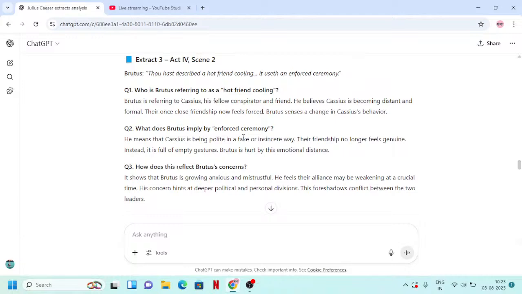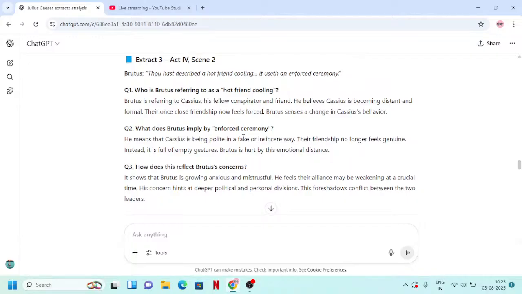Their once close friendship now feels forced, meaning they are doing formalities right now. Brutus senses a change in Cassius's behavior. So he thinks that Cassius is not as close as he was earlier.